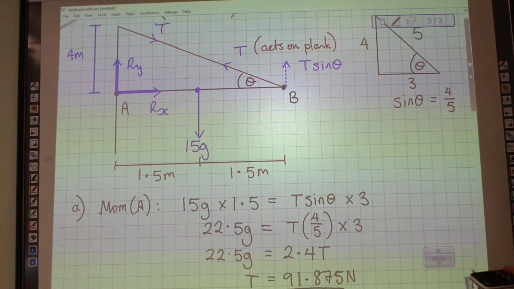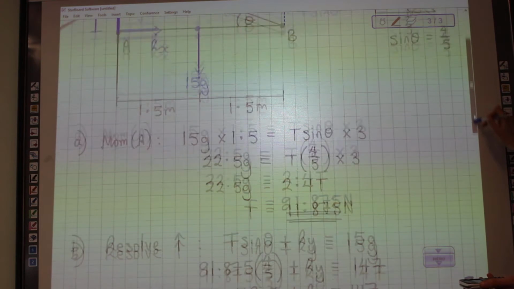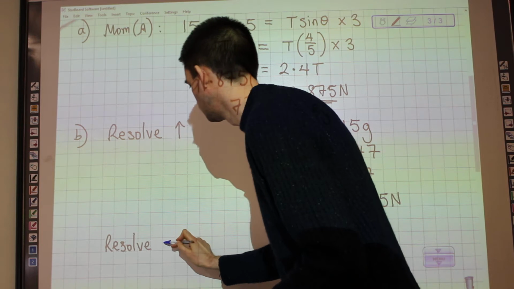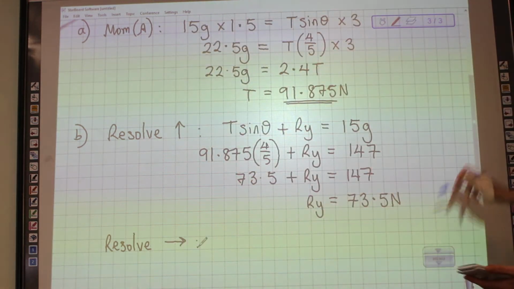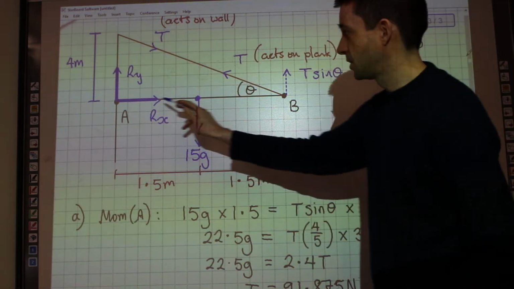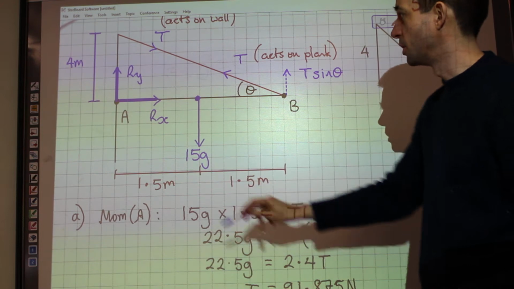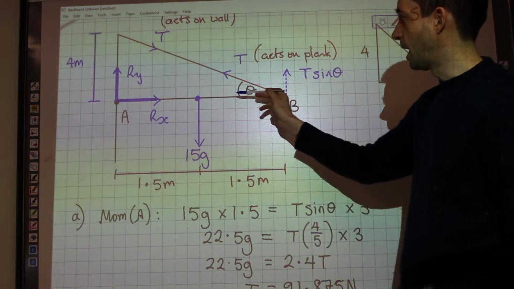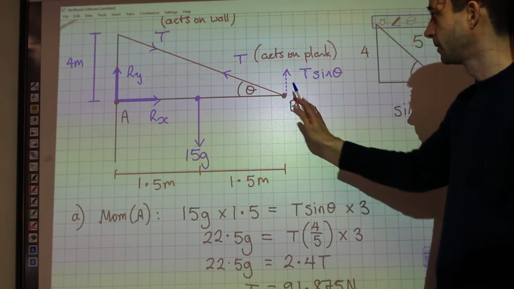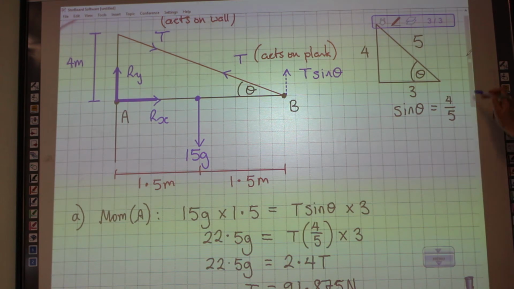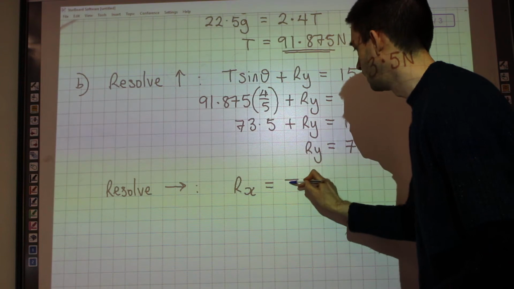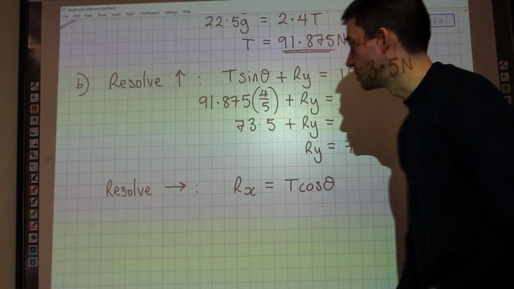I'm now going to find the horizontal component of the reaction at the hinge, so I'm going to be resolving horizontally. Looking horizontally then, I've got the reaction at x, which is acting horizontally, and then here I'm going to have the horizontal component of t. If this was t sin theta, then I'm going to have t cos theta here. So my reaction at x is going to be equal to t cos theta.